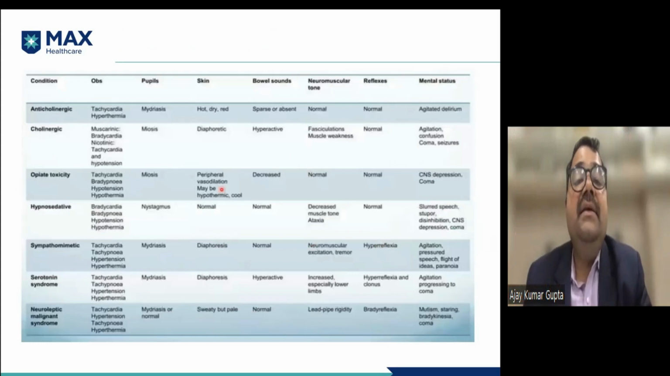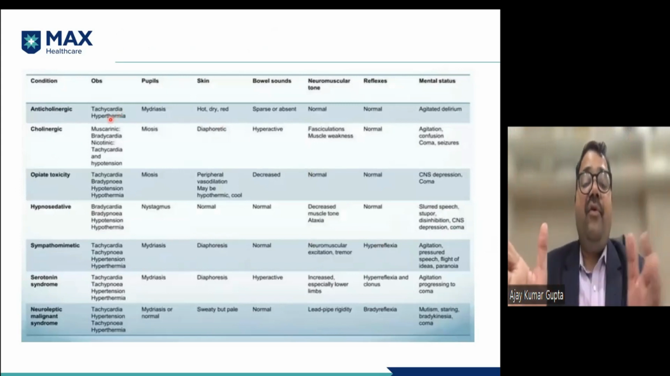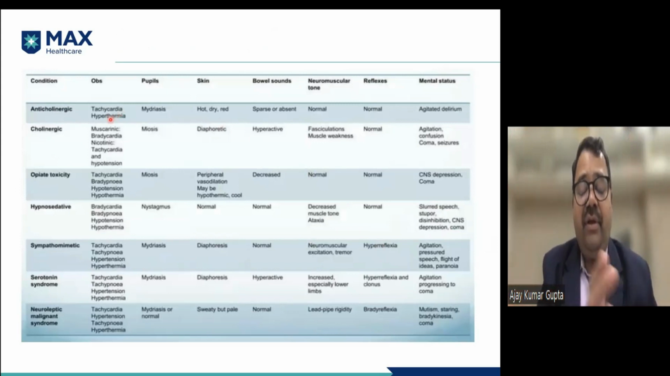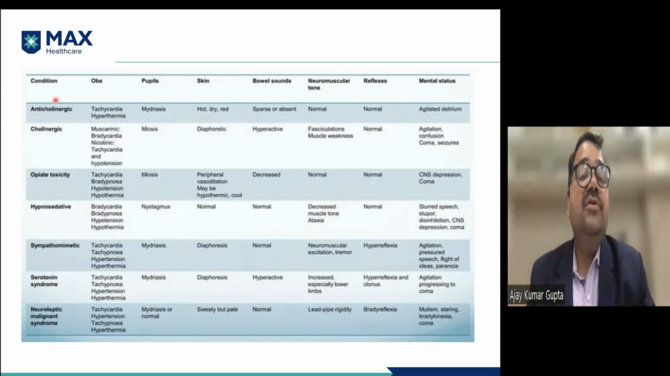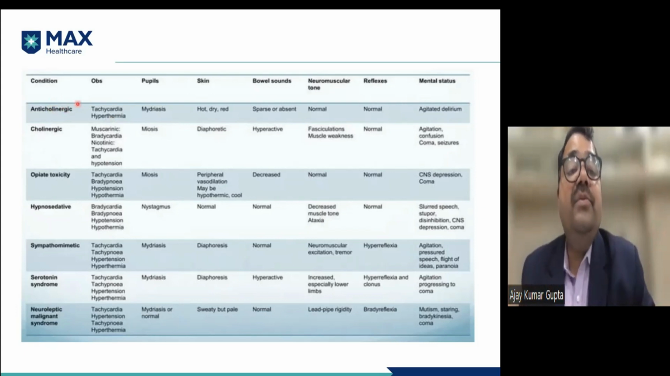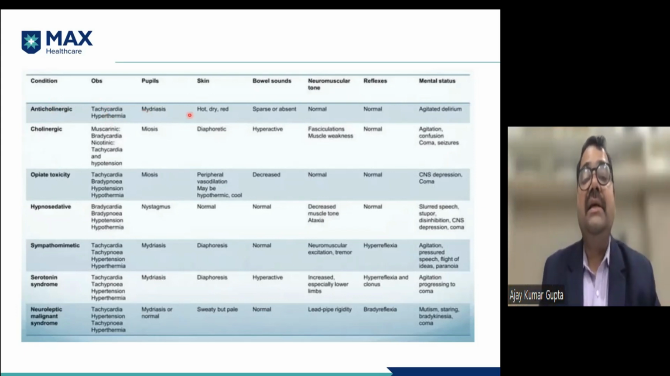And this is just a tabulated form of what we have just gone through. This is just a summary of all these things. If we talk about the anticholinergic toxidromes, then you observe tachycardia and hyperthermia. The patient will have mydriasis. The skin will be hot, dry, red.